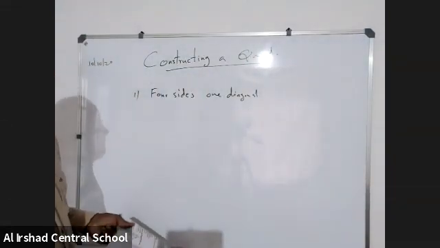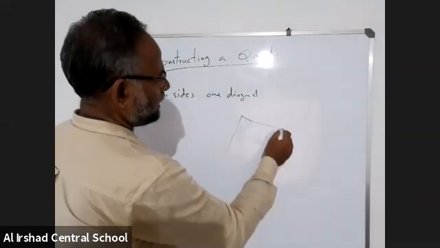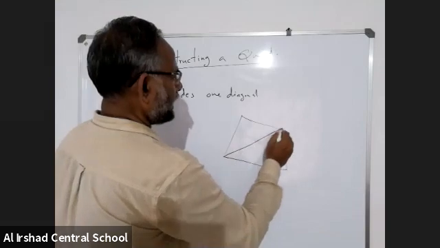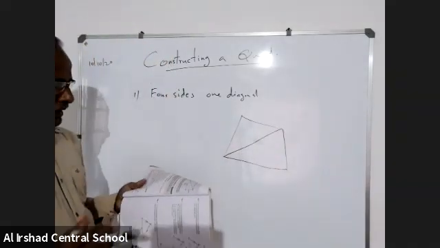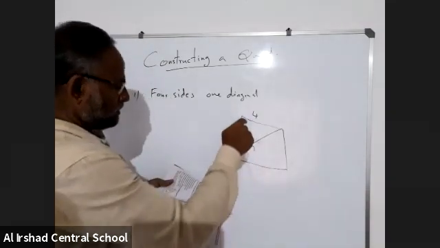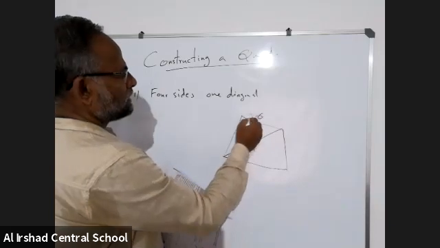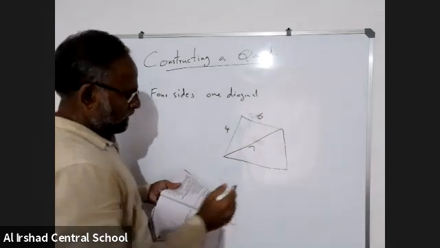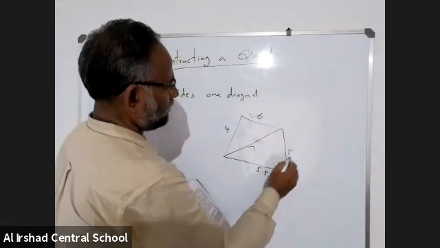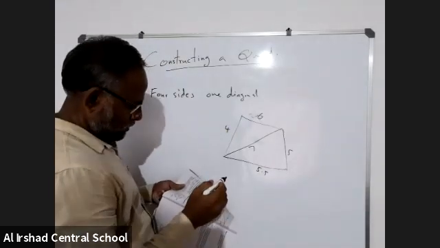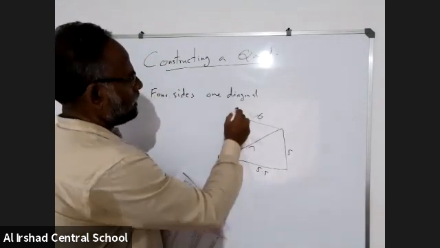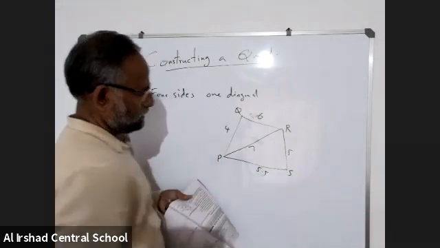4 sides of a quadrilateral. 4 sides are given and 1 diagonal is given. That means measurement of 1 diagonal. This is 7 centimeter and this is 4 centimeter. Now this is 6 centimeter, 6 centimeter, 4 centimeter, and 5 centimeter, 5.5 centimeter, and 5 centimeter. P, Q, R, S. This is the rough figure.